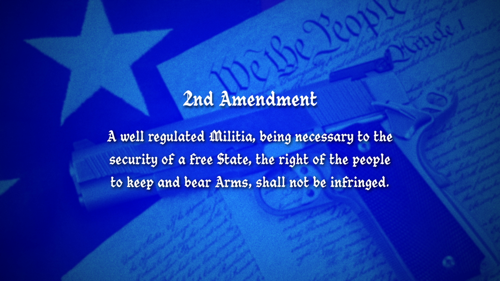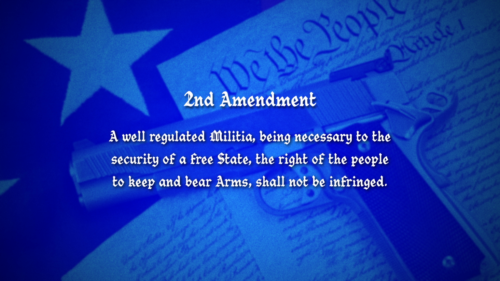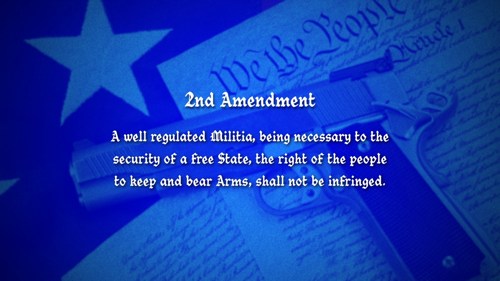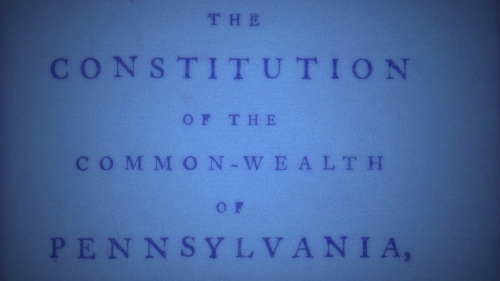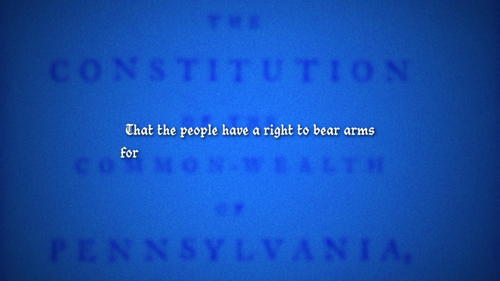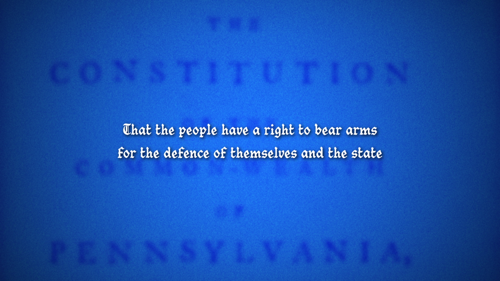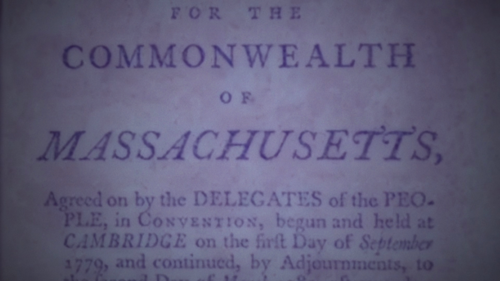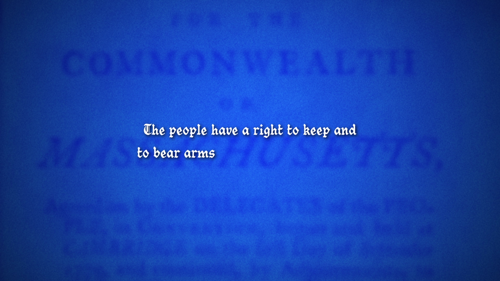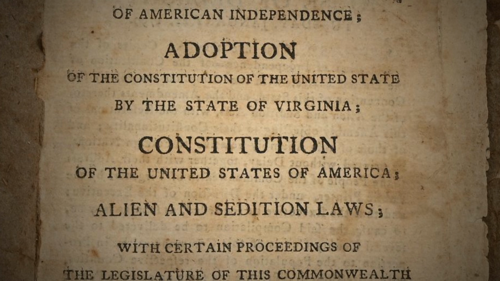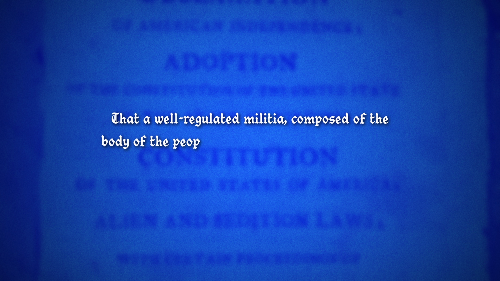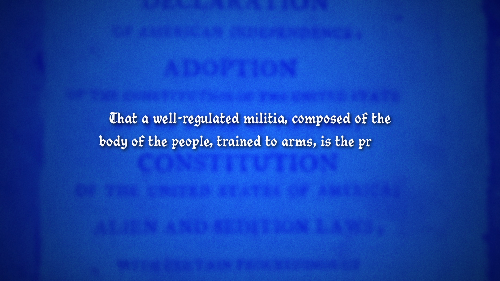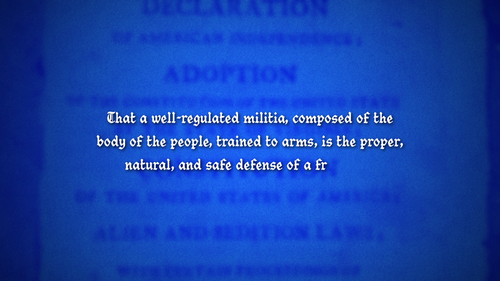The Second Amendment is a sort of mixture of language taken from other state constitutions at the time, which all largely say the same thing. Pennsylvania, in their state constitution, said it like this: that the people have a right to bear arms for the defense of themselves and the state. Massachusetts said it like this: the people have a right to keep and bear arms for the common defense. Virginia said it like this: that a well-regulated militia, composed of the body of the people, trained to arms, is the proper, natural, and safe defense of a free state.